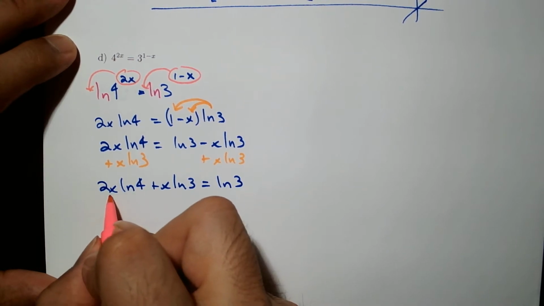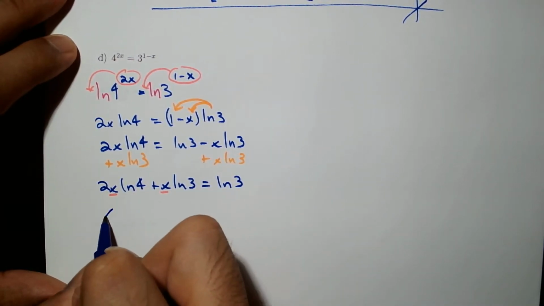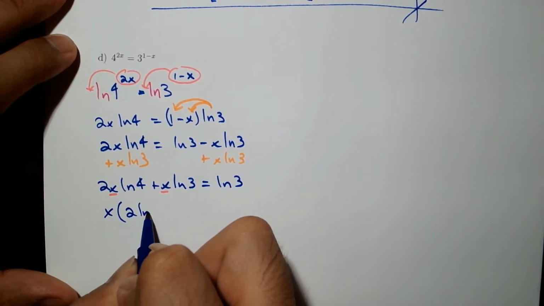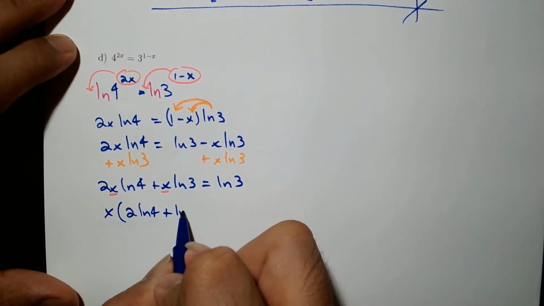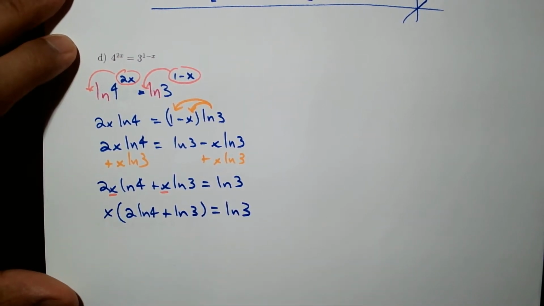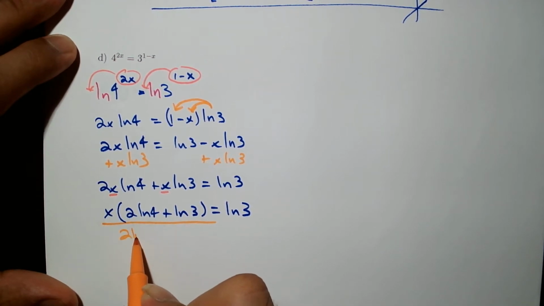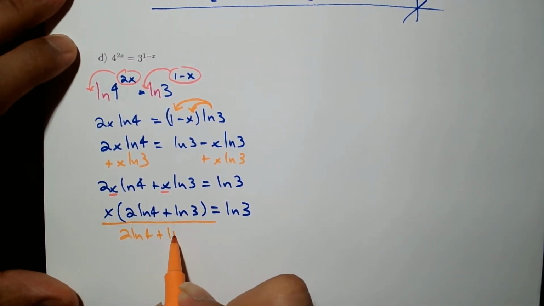The reason for which we send all terms that have the x to the left-hand side is because that's going to be our GCF. So I'm going to factor x. It's going to be x times (2 ln of 4 plus ln of 3) equals ln of 3. So we divide both sides by this huge expression, 2 ln of 4 plus ln of 3.